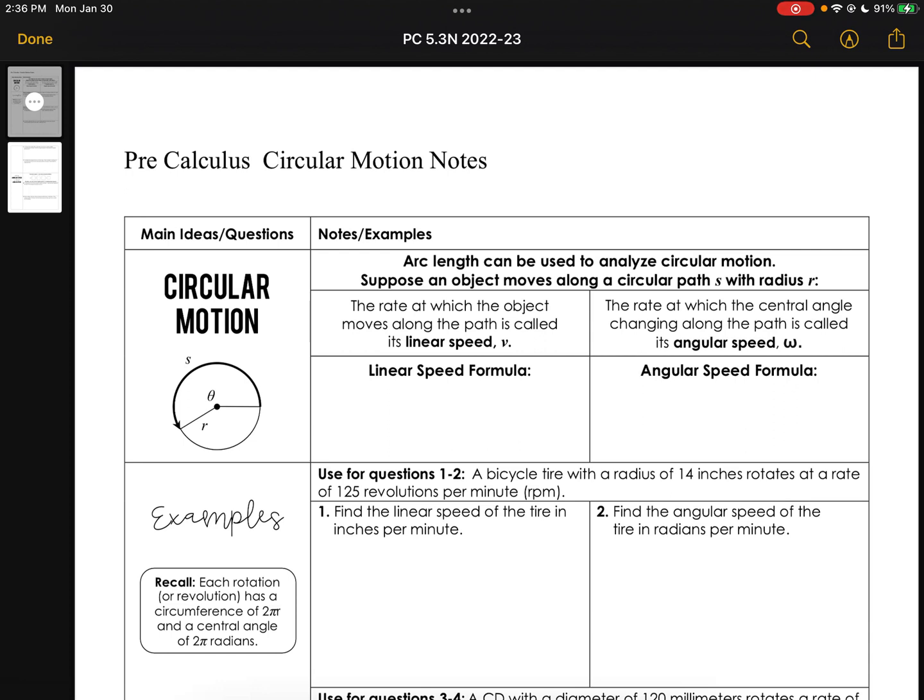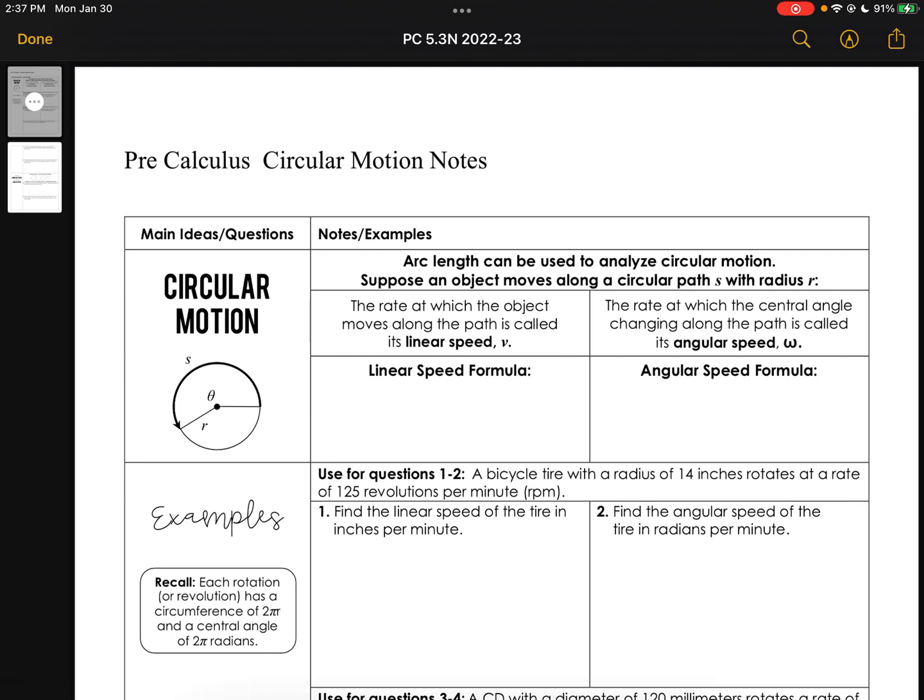Hi everybody and welcome. In today's video we're going to be talking about circular motion. The goal is to look at some formulas that help us determine speed. We're going to look at linear speed and angular speed. Linear speed, if you're running on a track on a corner, for example, would be the actual rate that you are physically moving. So you are running at however many miles per hour.